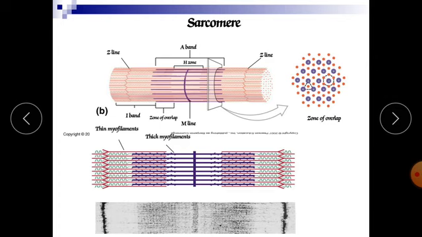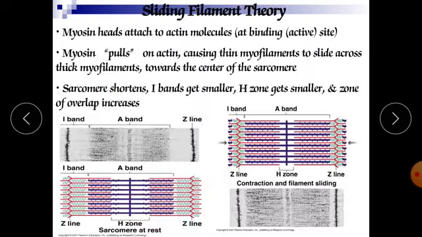which separate one sarcomere from the next. Thus, the sarcomere extends from Z disc to the next Z disc. So, in this session, we have discussed the sliding filament theory. The myosin heads attach to actin molecules at the binding site.